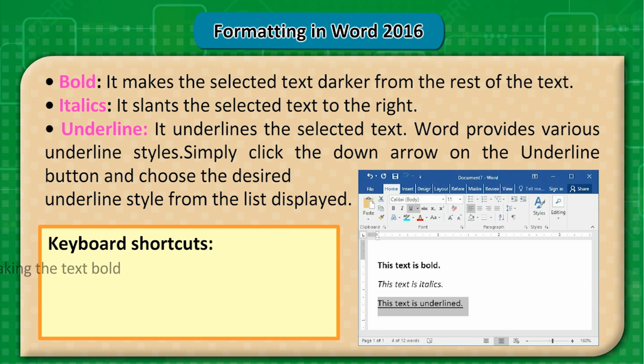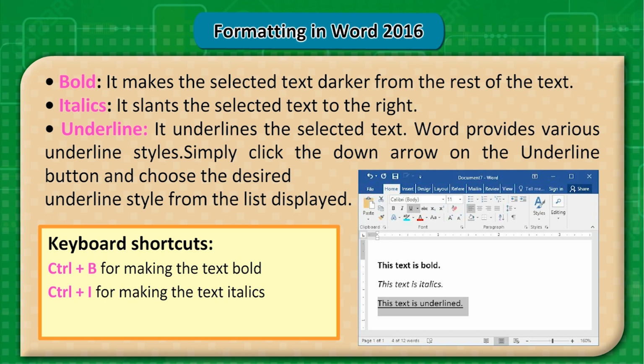Keyboard shortcuts. Ctrl+B for making the text bold. Ctrl+I for making the text italics. Ctrl+U for making the text underlined.